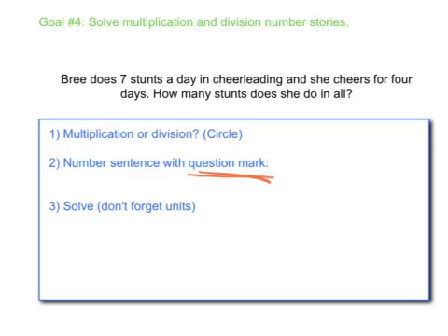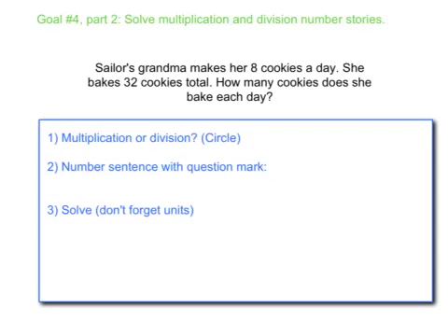Here we are on Goal 4, Part 2, continued. Sailor's grandma makes her 8 cookies a day. She bakes 32 cookies total. How many cookies does she bake each day? And another shout out to Sailor. Please circle multiplication or division. Do your number sentence. Do not forget your question mark. And then solve without forgetting the units and save after this slide.